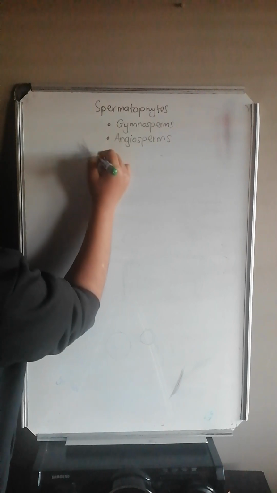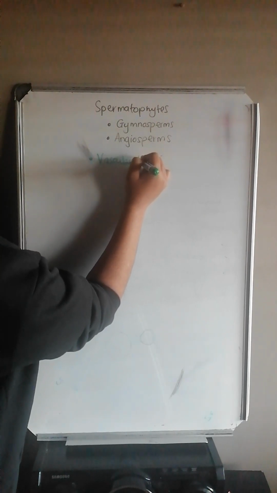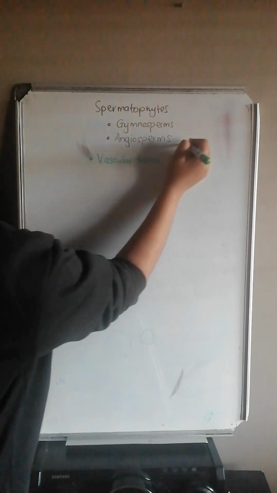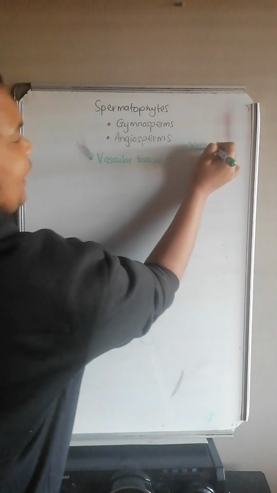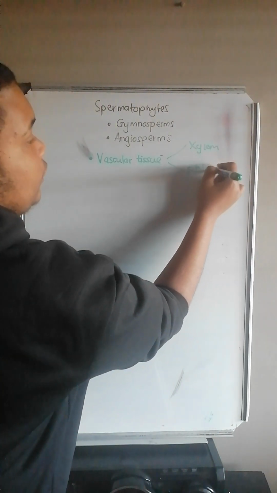Now, when we're speaking about angiosperms in general, let's just quickly talk about certain sections of it. Now, obviously, we know that angiosperms are the most advanced, so angiosperms will have vascular tissue. Vascular tissue being your xylem. Xylem is able to transport water and mineral salts, and then phloem is able to transport food. It will have xylem and it will have phloem.